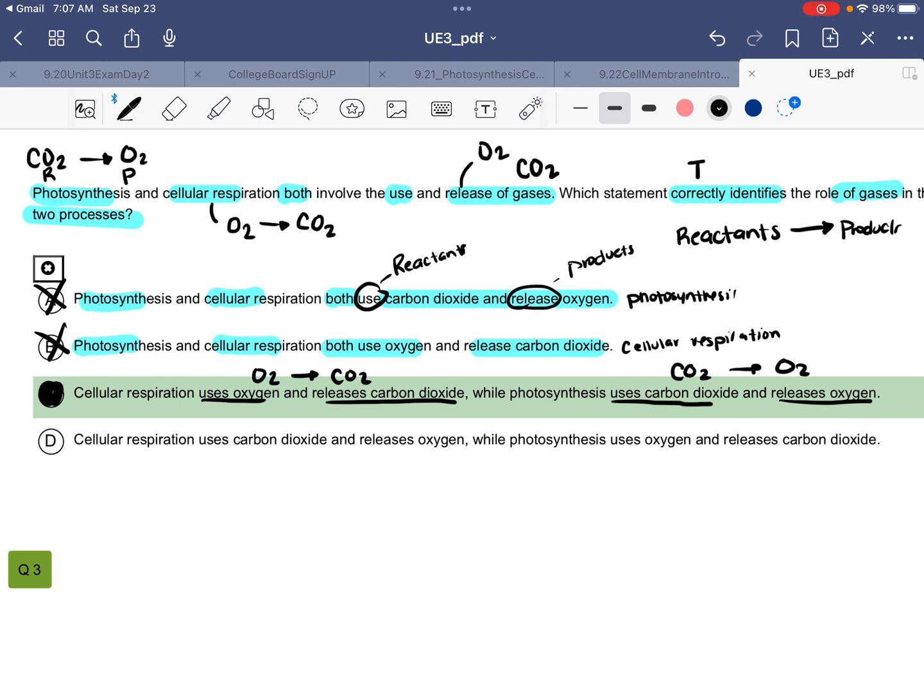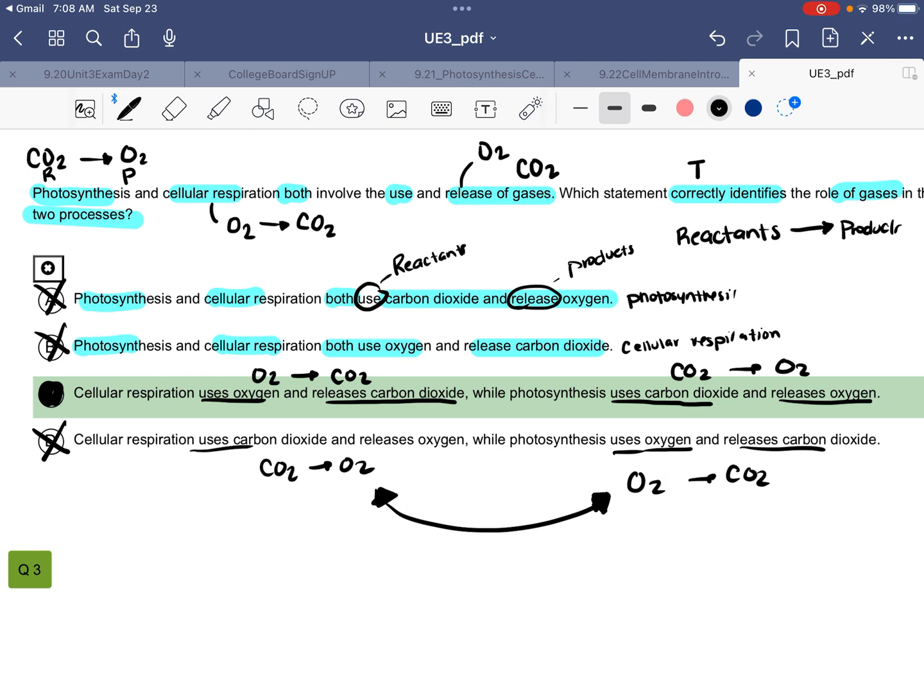And cellular respiration uses carbon dioxide and releases oxygen, while photosynthesis uses oxygen and releases carbon dioxide. So here we have oxygen to carbon dioxide. This one has it switched. So this would have been like your second place in case you're confused about both processes.